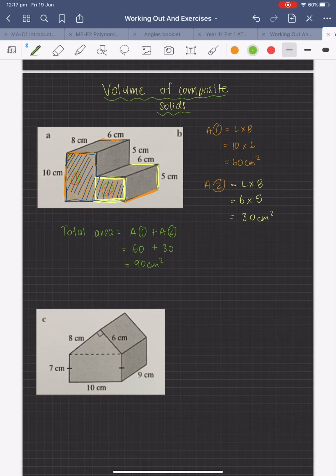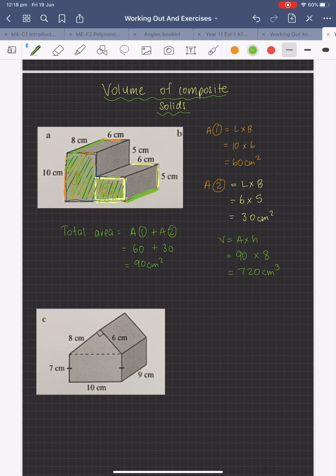Now that I've found the area of the face, remember our formula for volume is volume equals area times height. It's the area of the face at the front, multiplied by how many layers we have, how far the prism goes back. So it's 90 times 8, which gives you 720 centimeters cubed.